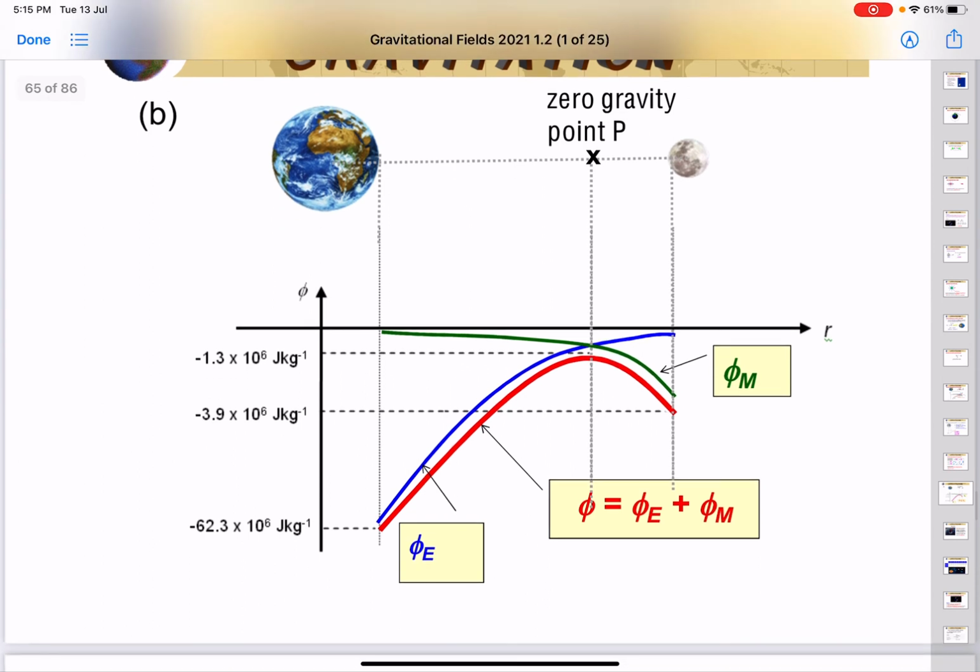When we try to sketch the graph, one thing we realize is that the zero gravity point is actually the point whereby the gravitational potential is maximum. And it decreases as you go towards the Earth as well as towards the Moon. Okay, it's actually a maximum point. Although it's a sum of two negative numbers, it will end up being the maximum point. Alright.